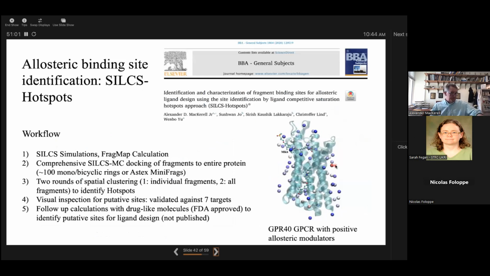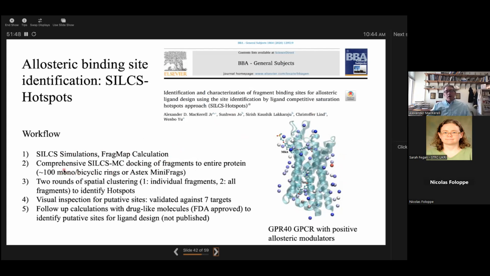Okay, so now I'm going to go through some alternate uses of the SilcsBio technology. Because we have the SilcsBio FragMaps for the entire 3-dimensional structure of the protein, we can start to use it to identify novel binding sites. We've applied this to a number of targets in a published study, where you do your Silcs site simulations, you get the FragMaps for the entire 3-dimensional protein. We then do a comprehensive SilcsMC docking of fragments into the entire 3-dimensional space of the protein.